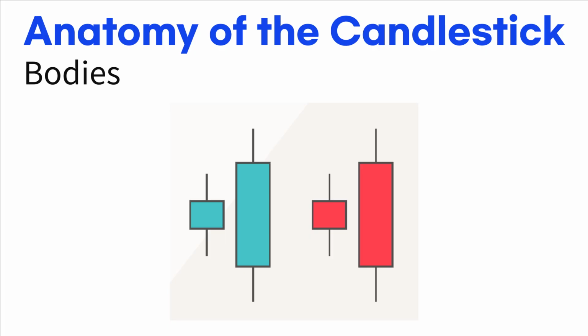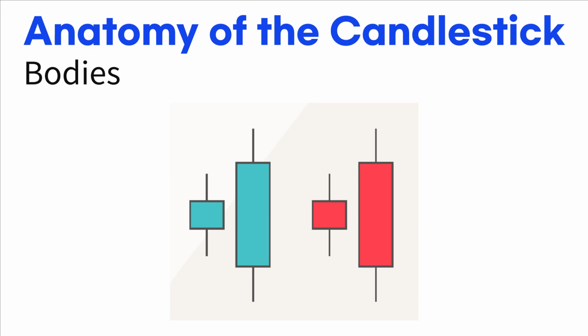The bodies of candlesticks give us an indicator of the strength of buying and selling pressure at a given time period. Long bodies are an indicator of strong buying and selling pressure. This means that in the market, either buyers or sellers took control of the market and therefore were much stronger. Just remember, the longer the body, the stronger the buying or selling pressure in the market.